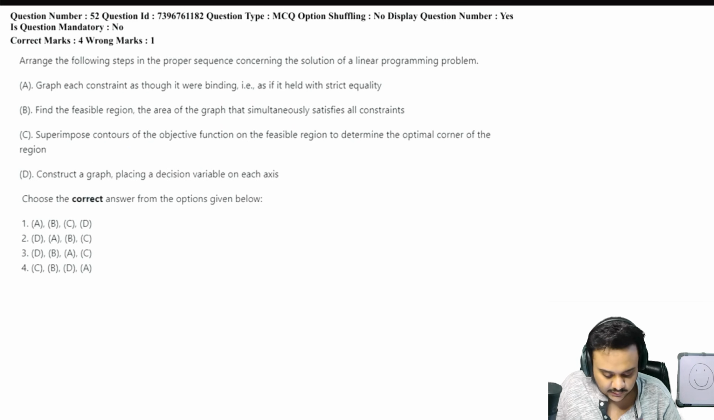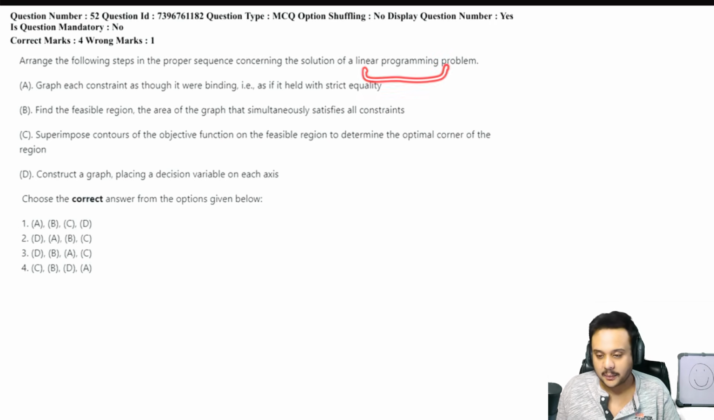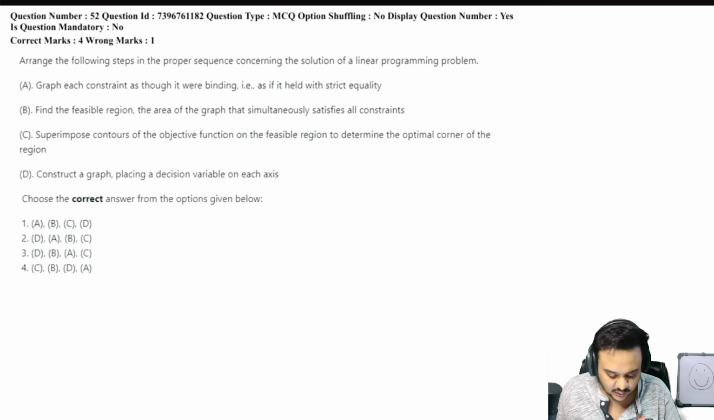Then the 52nd one says arrange the following steps in proper sequence concerning solution of a LPP. So what the CUET PG examiners have done is that they have somehow come up with a theoretical question even for linear programming. Okay, so I definitely did not expect this, but as I said, they are very focused on the theory parts, and you should be too. All right, so this is not difficult at all.